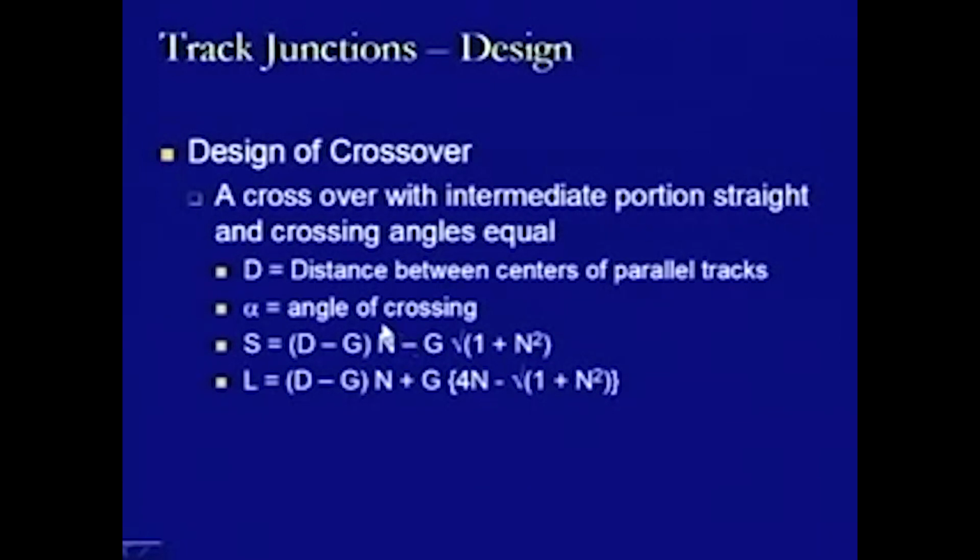So, what we found is that the crossover, when the intermediate portion is straight and crossing angles are equal, in that case S is (d minus g) multiplied with (n minus g) into g, multiplied with the under root of 1 plus n square. That is how the value of S can be computed, and the value of L will be nothing but this plus 4 times gn, and it comes out to be (d minus g) multiplied with (n plus g) multiplied with the combination of 4n minus under root of 1 plus n square. This is how we can compute in a case such as we have depicted in the previous diagram.